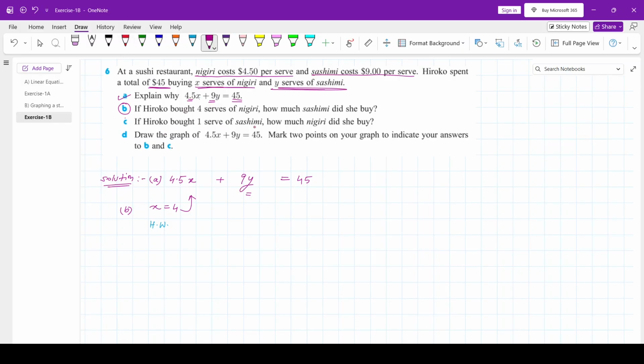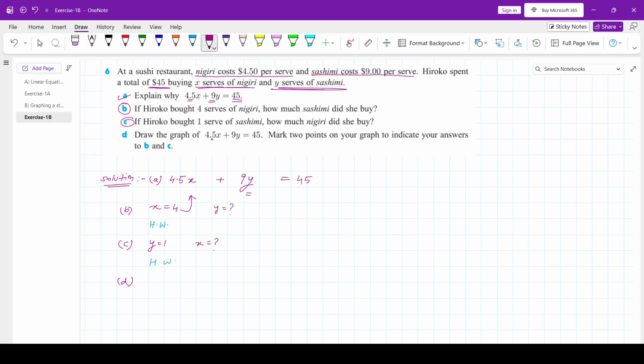If Hiroko bought 1 serve of sashimi, how much nigiri did she buy? Again, this is the same kind of question. Now it says that the value of Y is equal to 1. So we have to find the value of X here. This is also your homework.